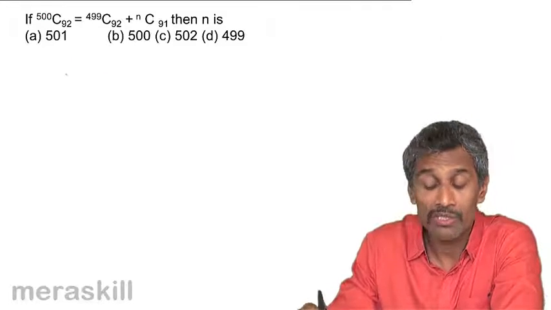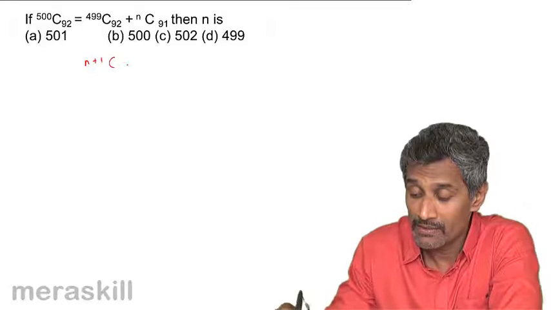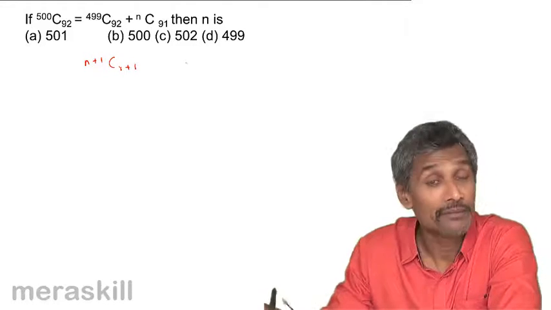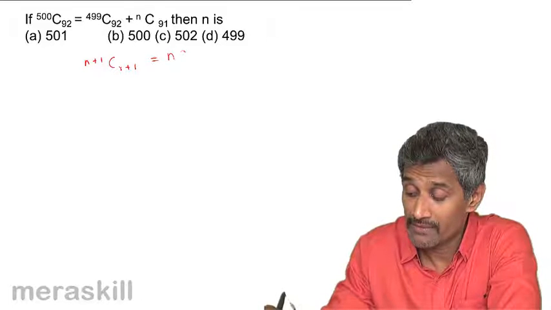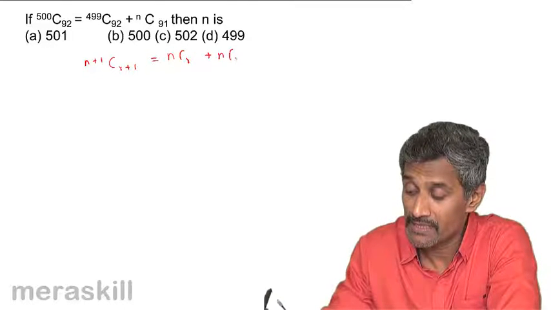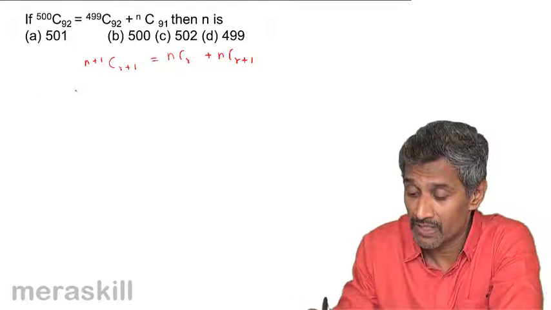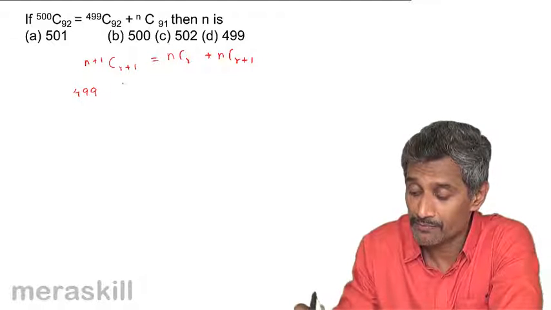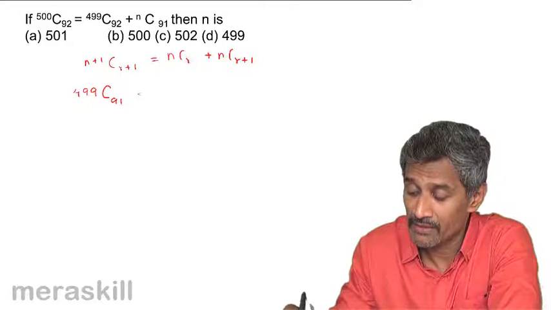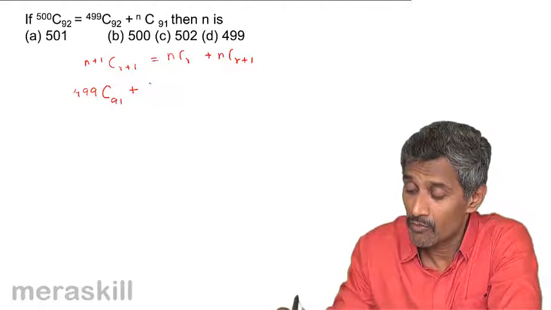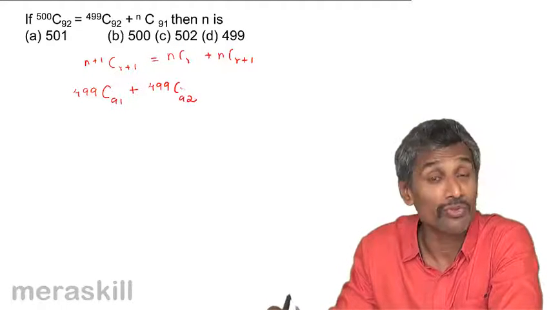Now, we can possibly split up 500. We know that N plus 1 CR plus 1 is nothing but NCR plus NCR plus 1. That means 500C92 can be written as 499C92 minus 1, that is 91, plus 499C91 plus 1, that is 92. So here we can use this formula.